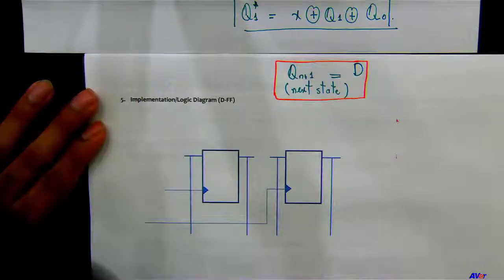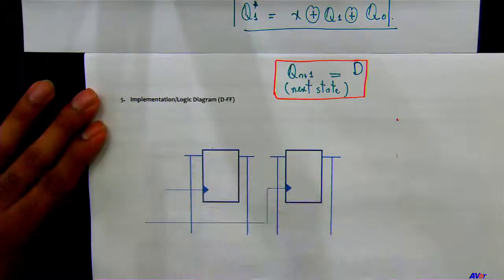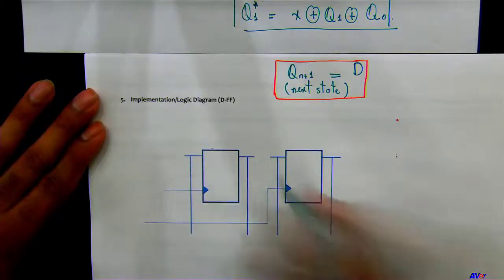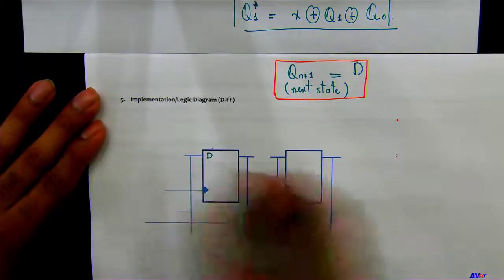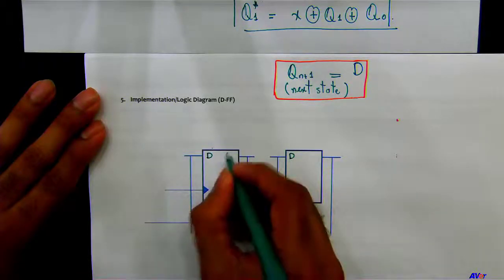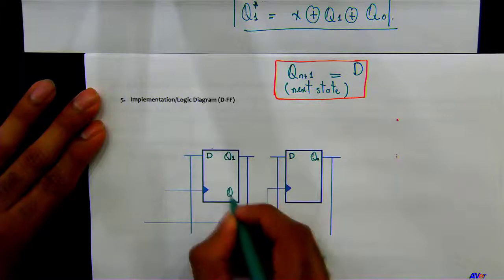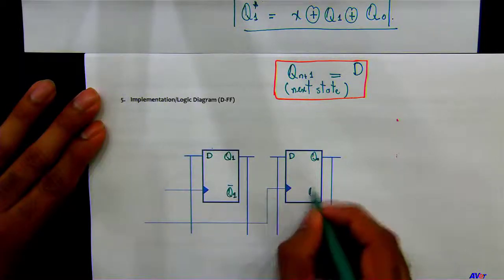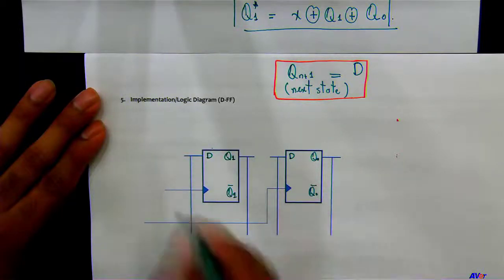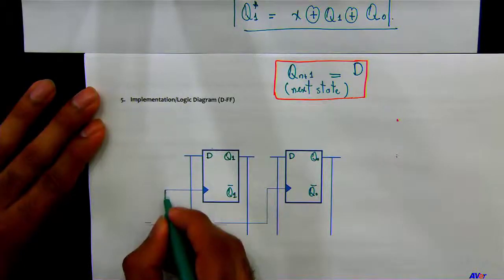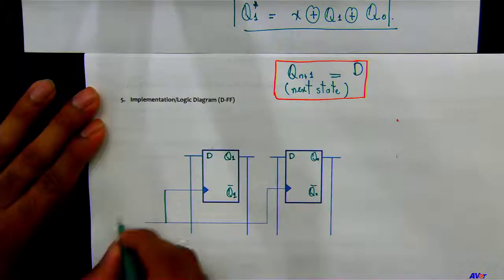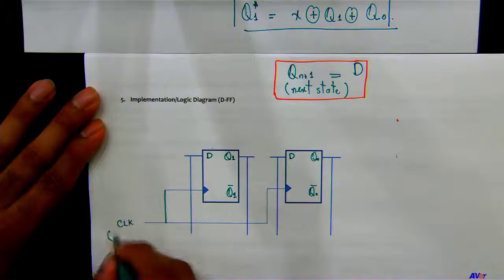So say, because it's a 2-bit up and down counter, I need 2 D flip-flops. So say this is D, this is D, this is Q1, this is Q0, this is Q1 bar, this is Q0 bar. Obviously this is going to be the clock here. Looks like it's positive edge triggered.